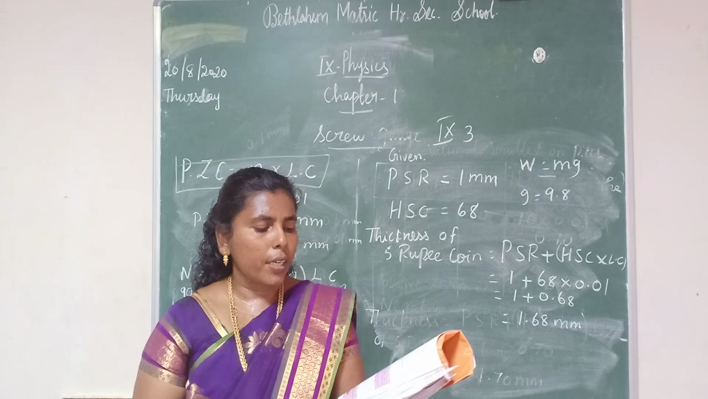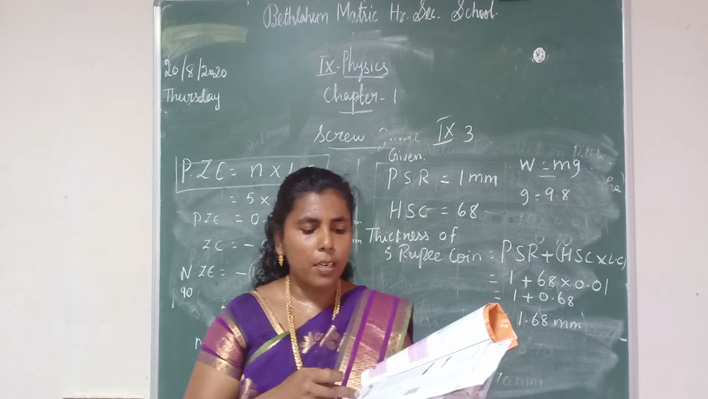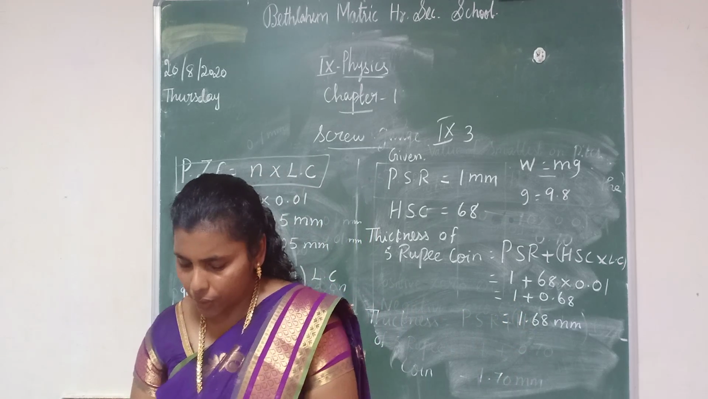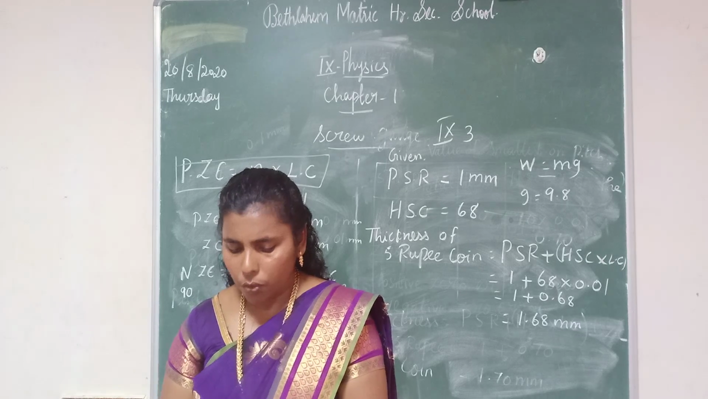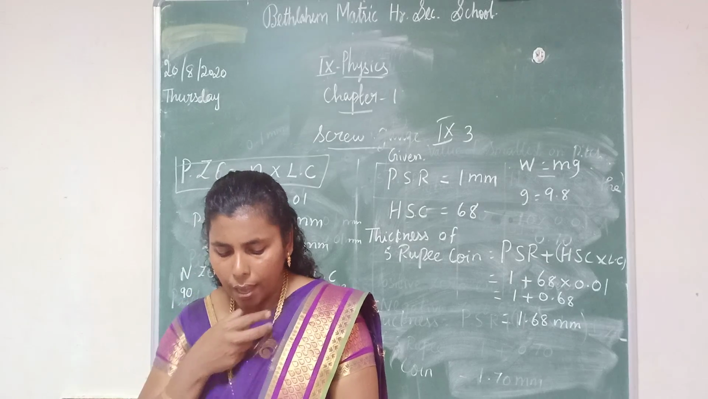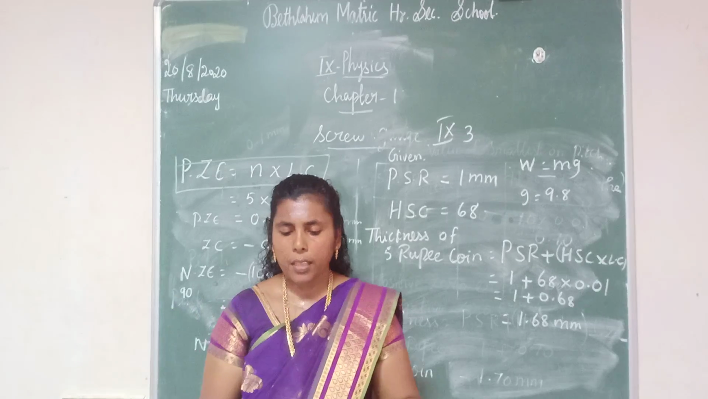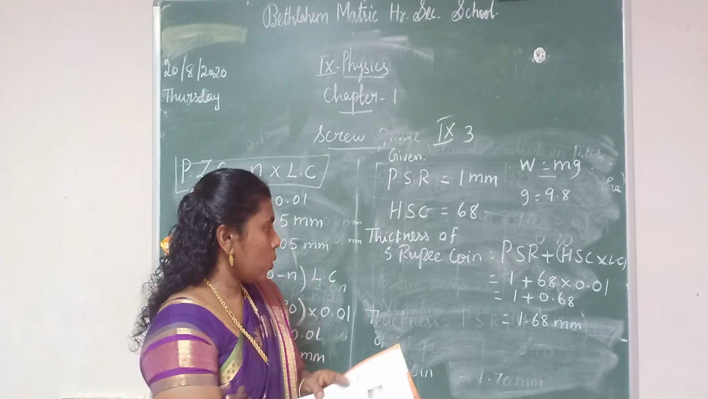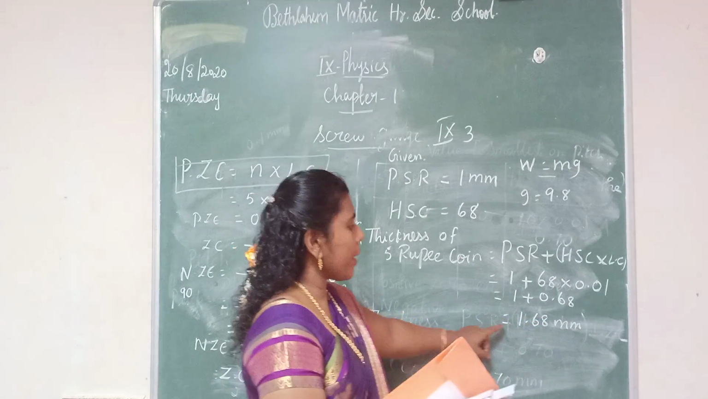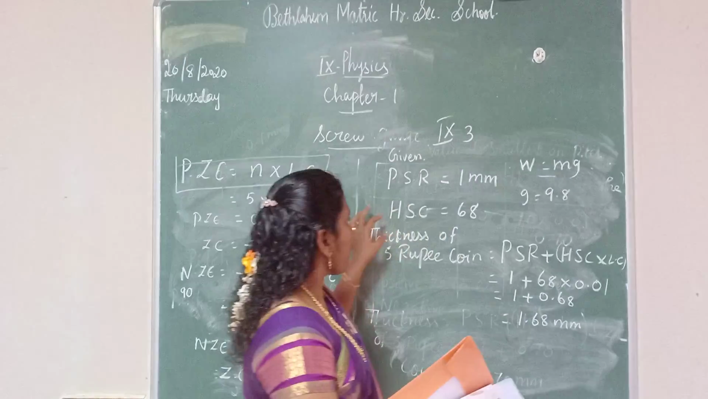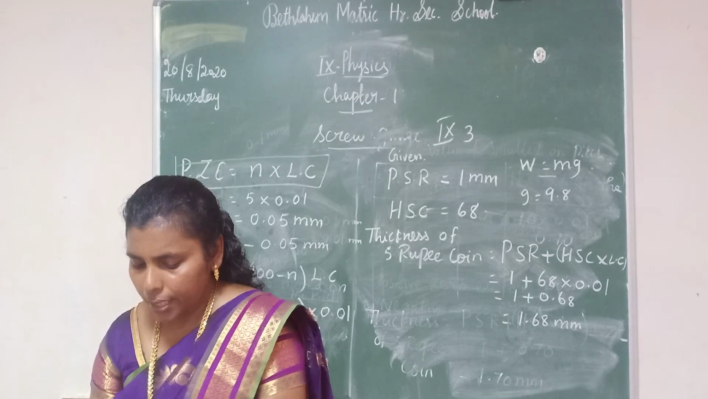Note it. Then, what is the description of the screw gauge? Just draw the diagram and write the description. Then the zero error of a screw gauge. There are two types of error, positive error and negative error. You have to learn the formula for positive error and the formula for negative error. All the units are given in millimeter. When you do a formula problem, the last unit is very important. So 1.68 millimeter. Just note it and learn.